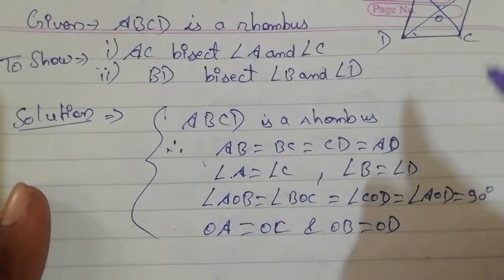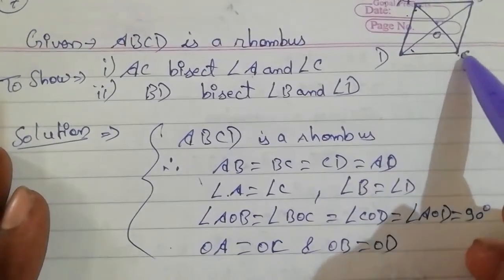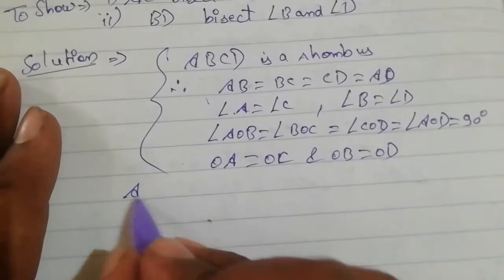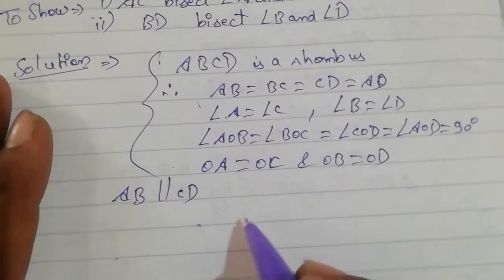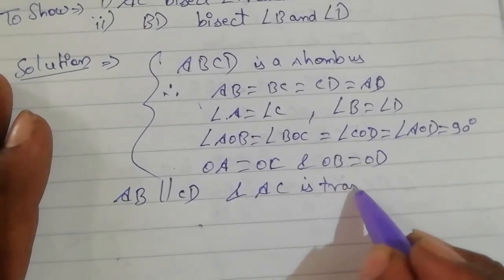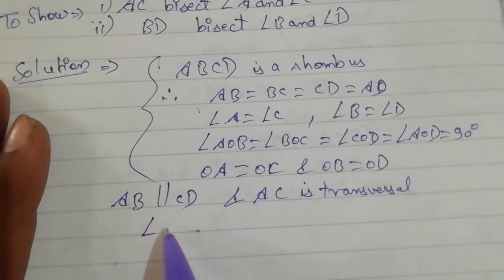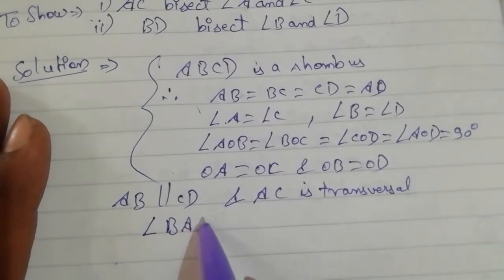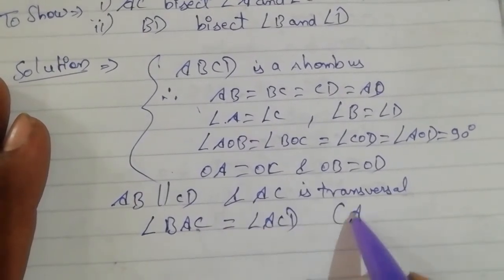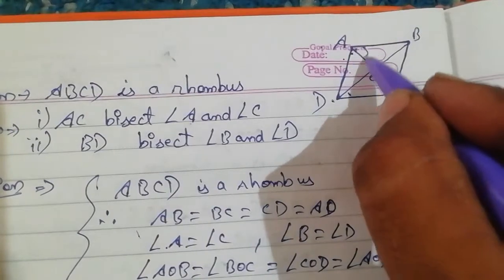Now what we have to prove is that AC bisects angle A as well as angle C. For that we have AB parallel to CD, and AC is a transversal. So we can say that angle BAC is equal to angle ACD, alternate interior angles. These two angles are equal.